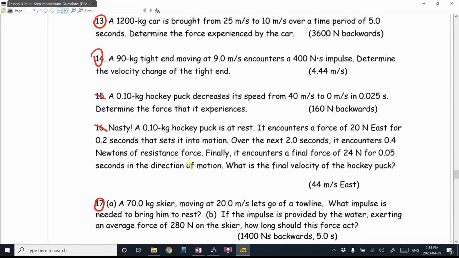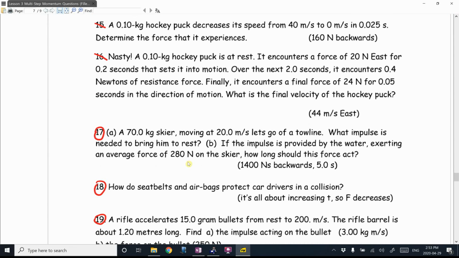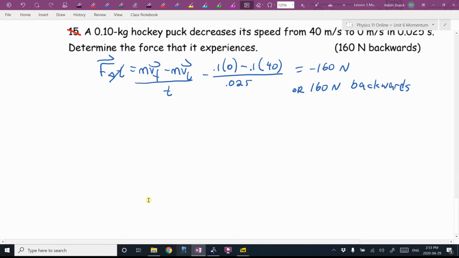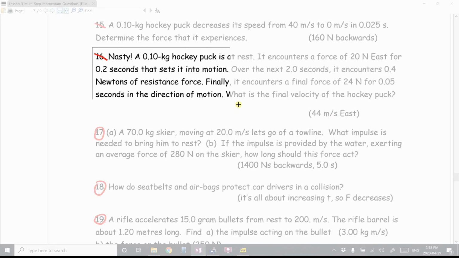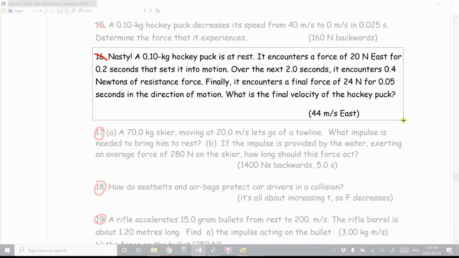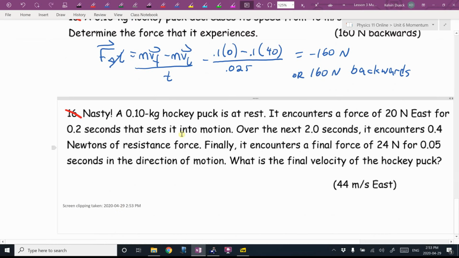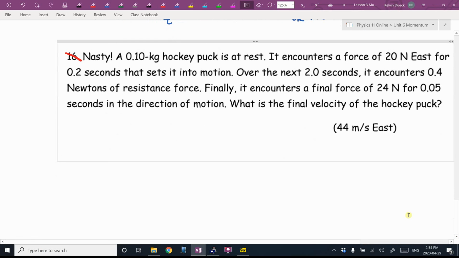16, I also said to skip. I said it was nasty, but we can handle it. This is going to be several steps. So I'll do it in case you tried it. A hockey puck is at rest. It encounters a force of 20 newtons east. So since I see the word east, I'm going to call that positive. East is positive.